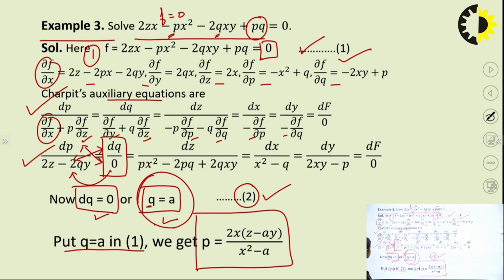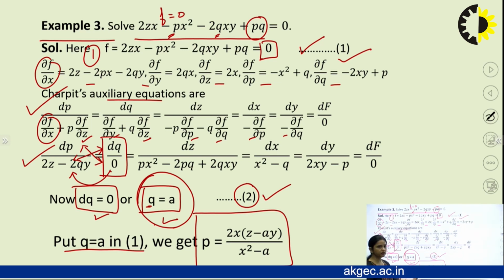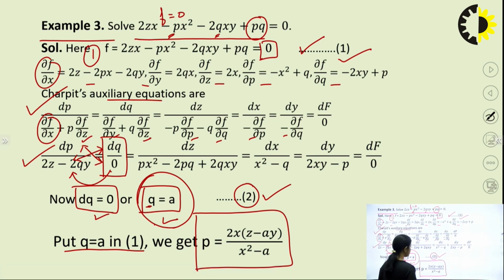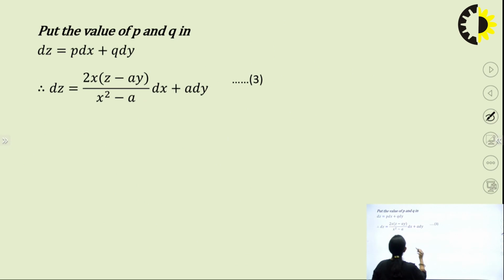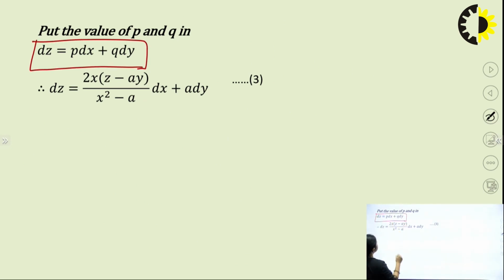Now let us discuss the next step. What is the next step? We have obtained the values of q and p. Now we have to put p and q in the differential equation. Which differential equation? The differential equation is dz equal to p dx plus q dy. We have to put the values of p and q in this equation.